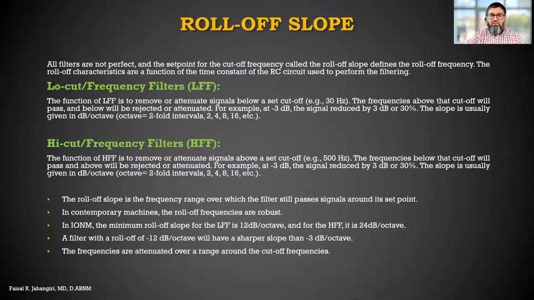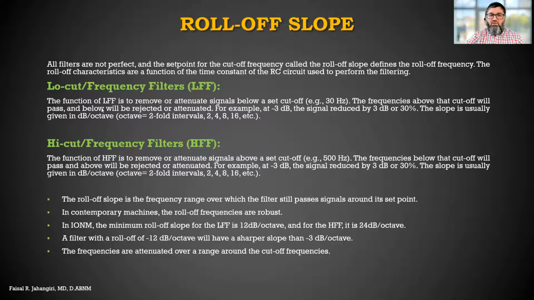All filters are not perfect, and the set point for the cutoff frequency, called the roll off slope, defines the roll off frequency. The roll off characteristics are a function of the time constant of the RC circuit, which is a resistor and capacitor, used to perform the filtering. So we have low cut frequency filters and high cut frequency filters.